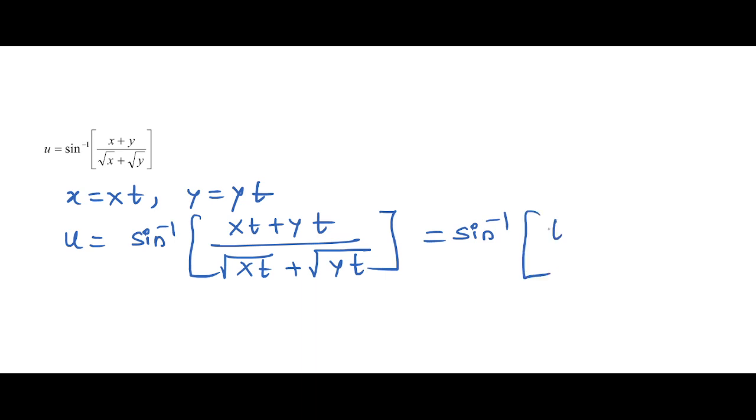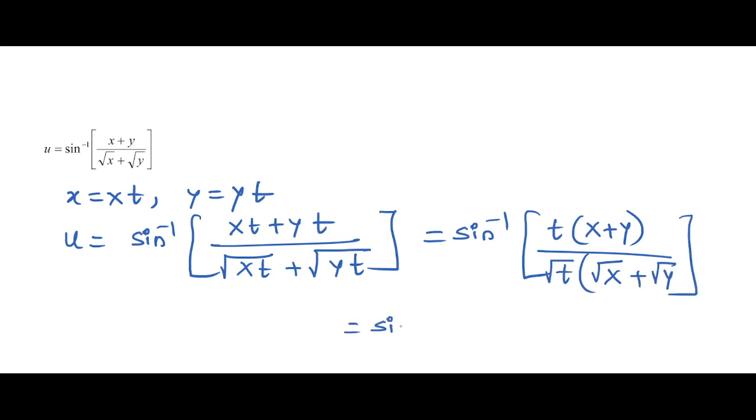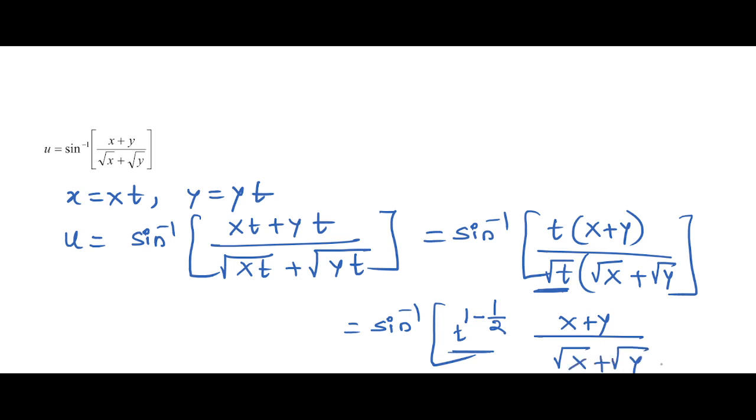which gives sine inverse of t as a common term in the numerator, which is t into (x plus y). Then root t is the common term in the denominator. It is left with root x plus root y. So this gives sine inverse of t to the power 1, and this root t, when we shift to the numerator, it becomes minus 1 by 2. So combining the t terms, which gives us t raised to 1 minus 1 by 2, then (x plus y) upon (root x plus root y).